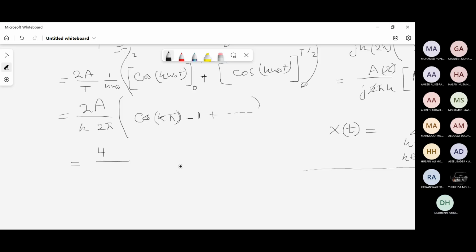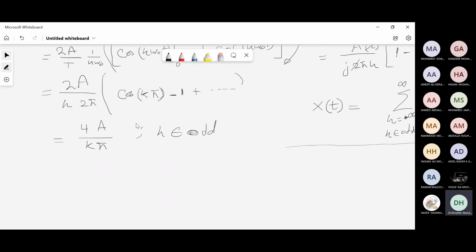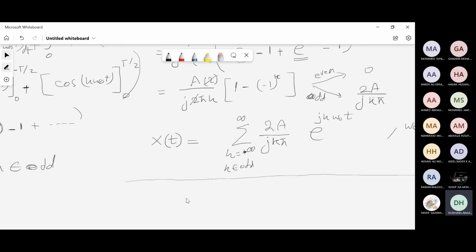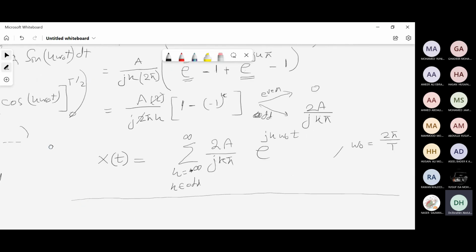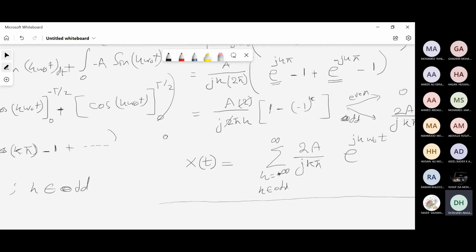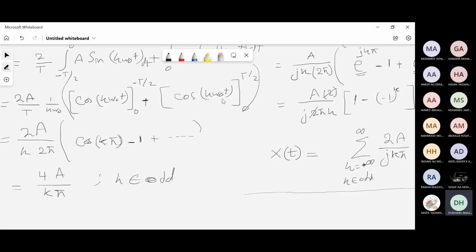4a divided by k pi, where k belongs to odd. You can continue, then you will see that it is equal to this one. Again, same as this. When you substitute with the even, you will see that it is equal to 0, and with the odd, you will get 4a divided by k pi.